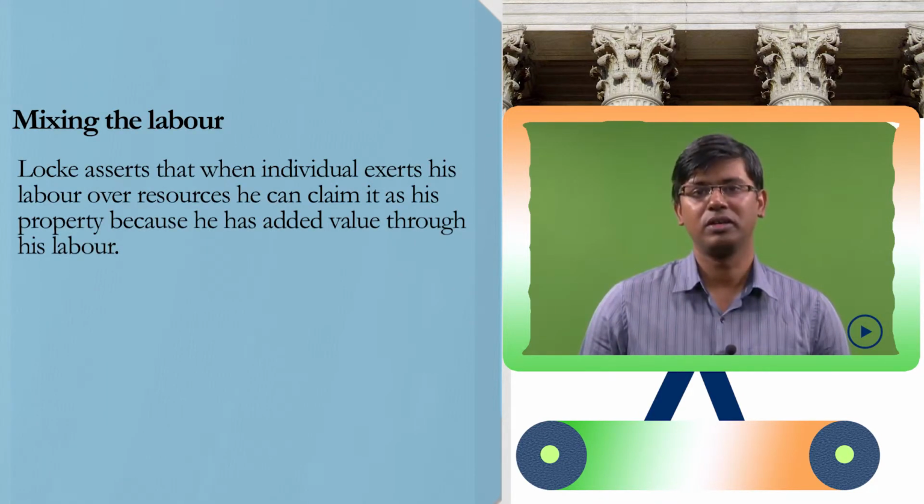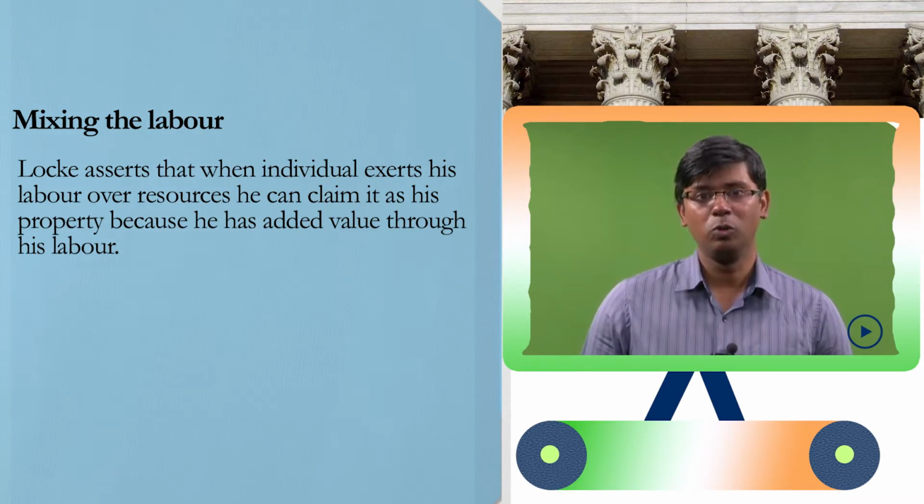Now, but Locke puts in a certain rider here. That rider basically is, Locke asserts that when an individual exerts his labor over resources, he can claim it as his property because he has added value through his labor. Say, for instance, an individual digs the ground and while digging he manages to find gold. Then according to Locke, that gold would become the property of the individual because the individual was the one who actually used his labor to dig and find the gold. Right?